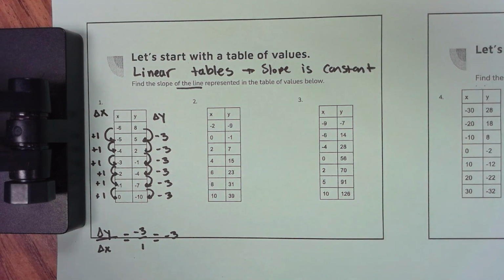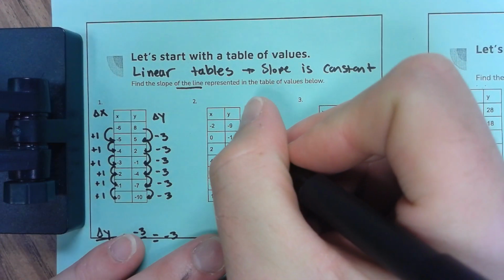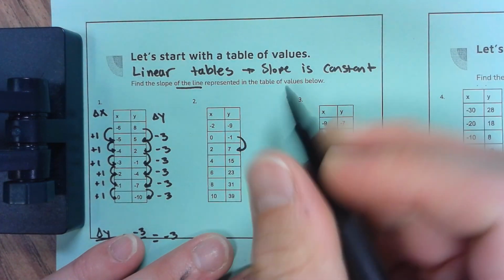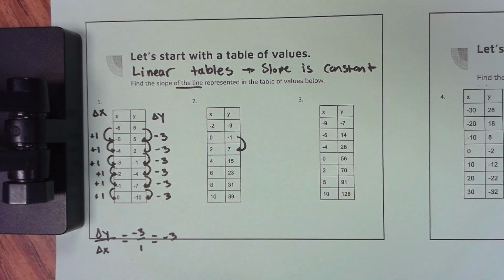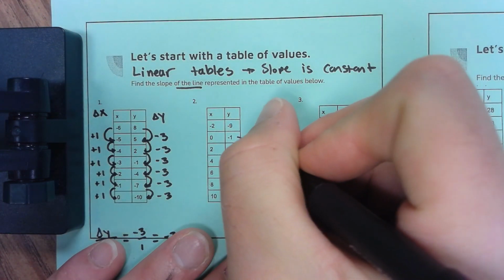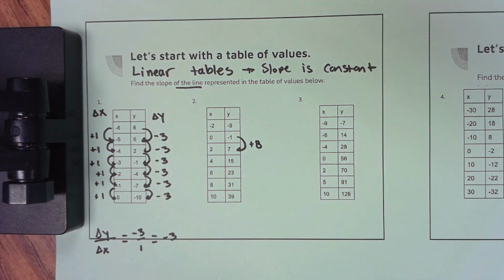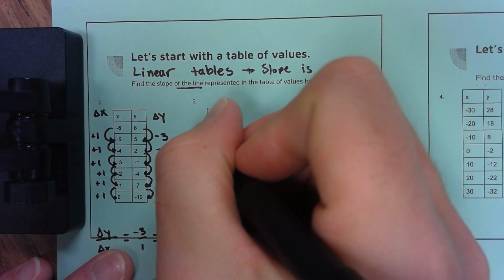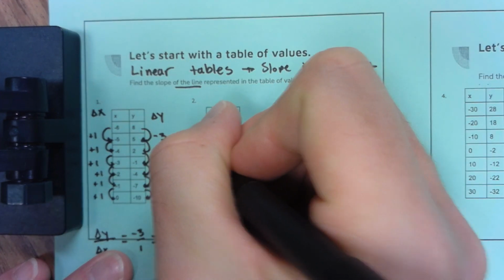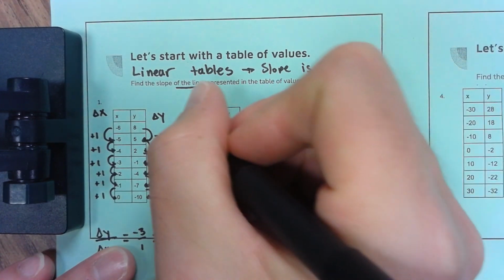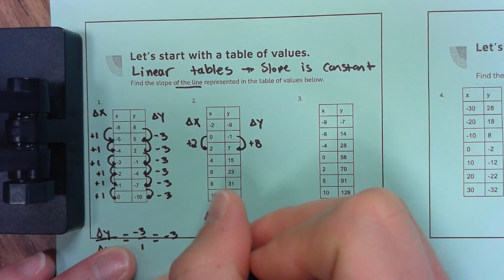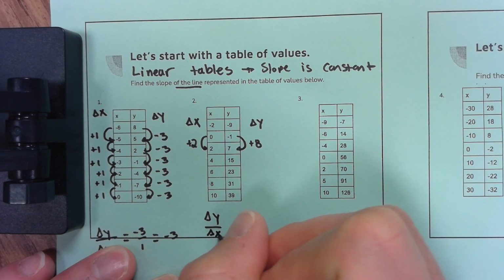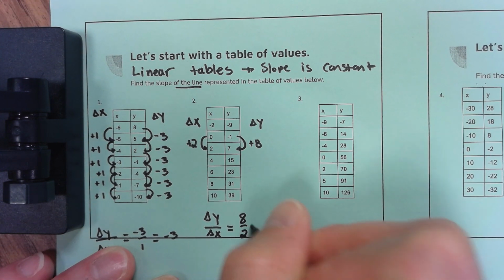And again, it doesn't matter where you do this. Okay, I could go negative 1 to 7. And I have to think about, am I adding or subtracting? There I'm adding, so that's plus 8. And then 0 to 2, I'm adding 2. So this change in y and change in x gives us a slope of 8 divided by 2, which is 4.